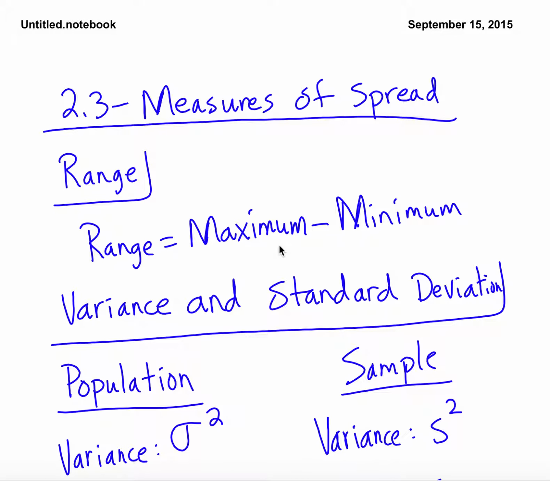Another numerical description of data is a measure of spread. A measure of center is important, but a measure of spread is also very important because you want to know how much variability there is in your data set. We can say what the mean temperature of a town is, but the spread tells you how much variability there is in that town's temperature.